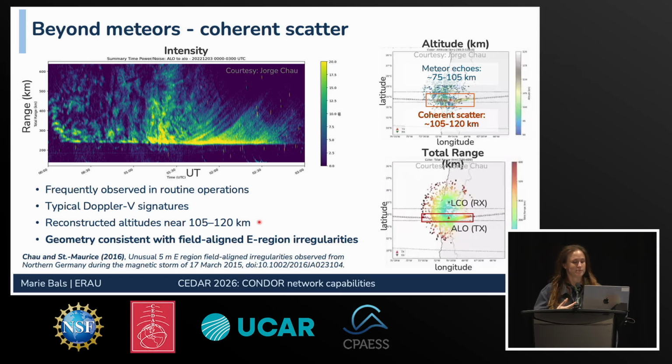Those are just preliminary observations, of course, but these echoes appear on a pretty regular basis, often at nighttime. And thanks to the bistatic receiver configuration and the angle of arrival, they align with the expected magnetic field geometry. If you look on the right, we can see that they are very persistent. We have this persistent signature at about 105 to 120 kilometers altitude, which is much higher than the typical meteor echo distribution that is more around 90 kilometers. And then also from the range, we can see that it confirms this very typical Doppler V signature. The analysis is still ongoing, but it appears that we're actually observing field-aligned E-region irregularities here.